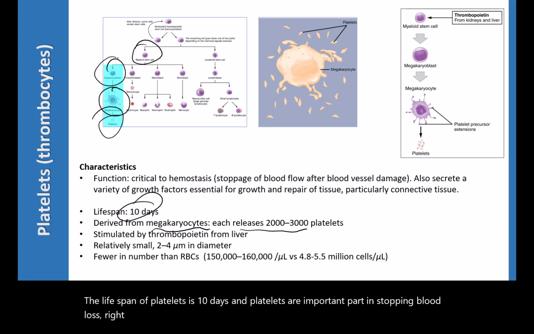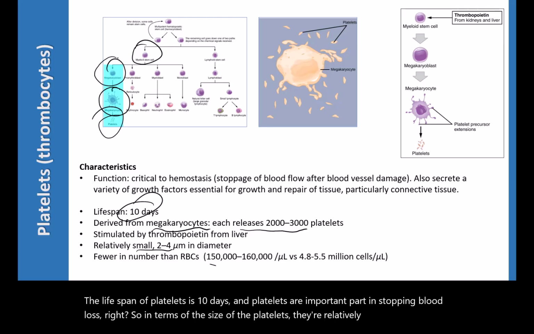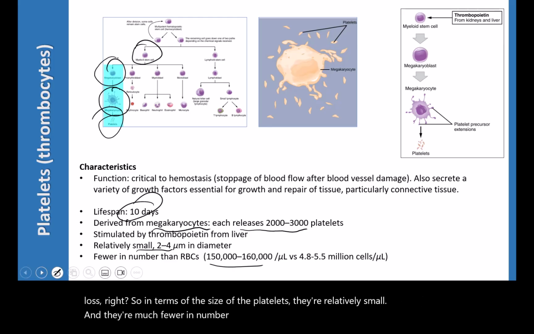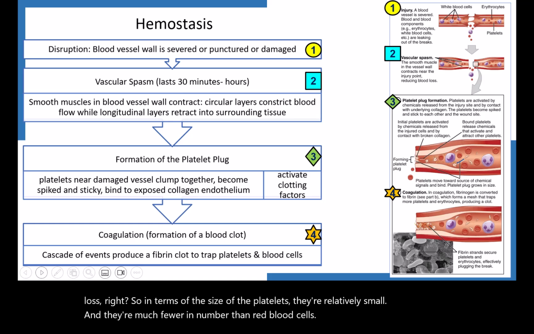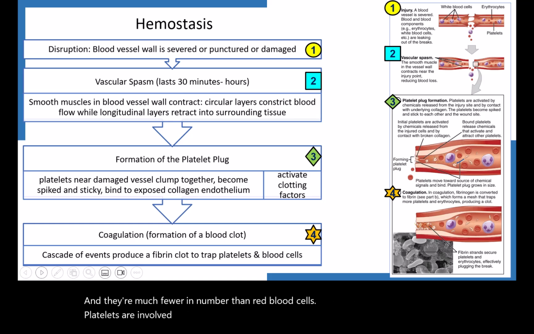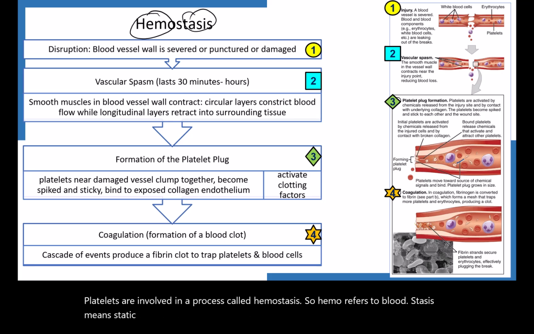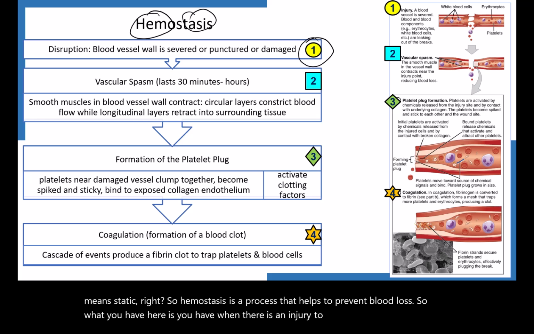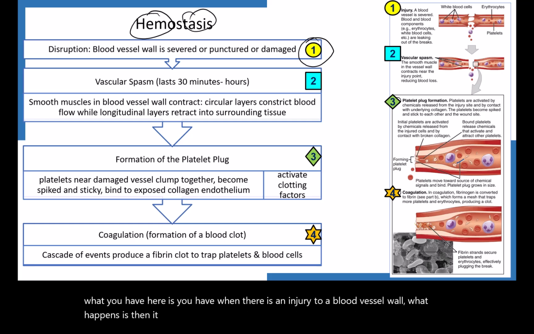In terms of size, platelets are relatively small, and they are much fewer in number than red blood cells. Platelets are involved in a process called hemostasis. Hemo refers to blood, and stasis means static. So hemostasis is a process that helps to prevent blood loss. When there is an injury to a blood vessel wall, it undergoes a three-step process in sequence.